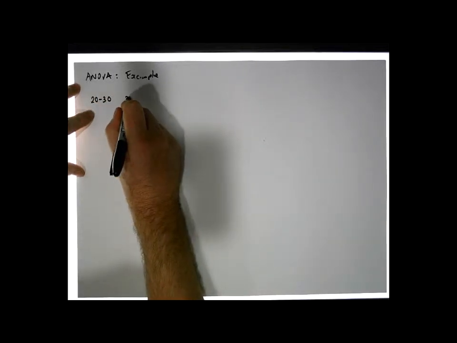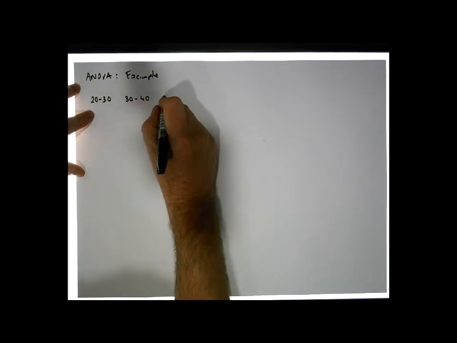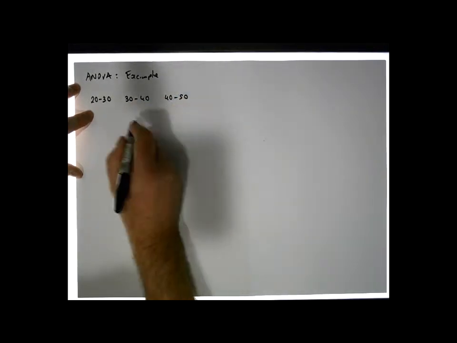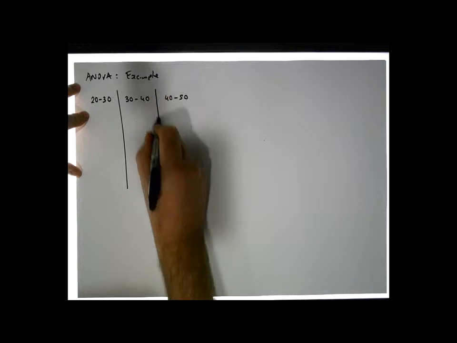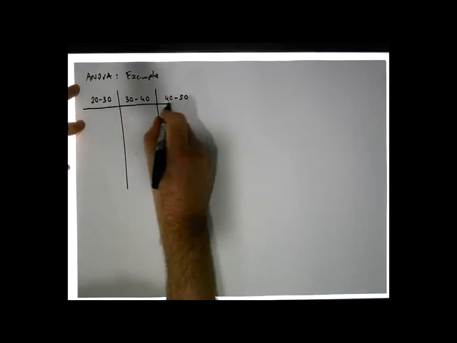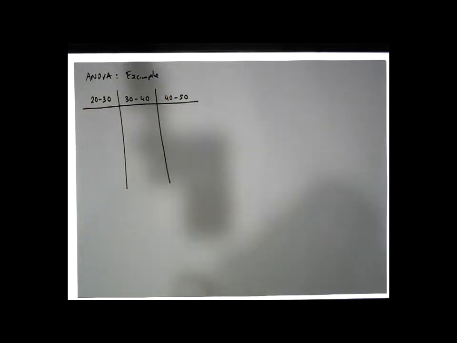Let's say the 30 to 40-year-olds. And let's say the 40 to 50-year-olds. Okay. So we have three groups. And what I'm going to do with the three groups is I'm going to ask the members of the groups individual questions. And the question is, how much did you spend over the weekend?